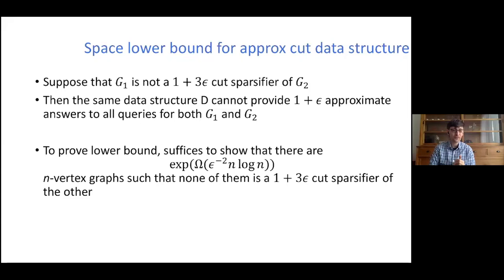So in order to get a lower bound on how many bits your data structure needs, you can argue about how many different data structures have to exist. If you find lots of graphs that are not good approximations of each other, you will need a different data structure for each of those graphs. So if our goal is to argue that the data structure needs to store n over epsilon squared times log n bits, we need to find exponentially many, in n over epsilon squared log n, graphs such that any two of them are not good approximators of each other.